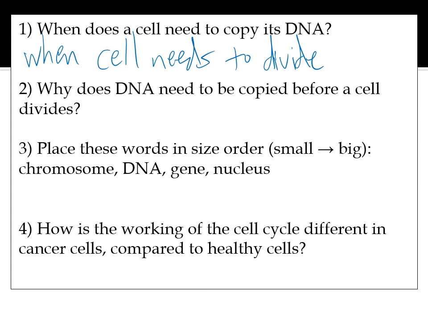Why does DNA need to be copied before a cell divides? It's the exact same answer. It's just so that everybody gets enough. You can't have just whatever your starting amount of DNA was. I told you had 46 chromosomes. If you just split the cells right down the middle when you still had 46 and didn't make your copies, now at best you're getting 23 in each one. So you need to make enough DNA to go around.